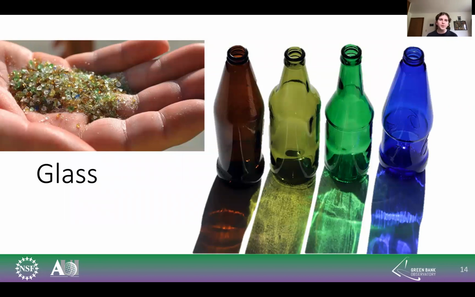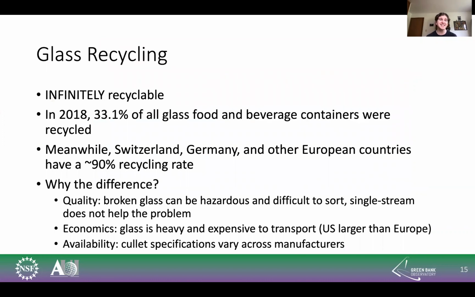All right, moving quickly into the next process, glass. Unlike plastic, glass is actually infinitely recyclable. Despite this, studies found that only about a third of all of the glass food and beverage containers actually were recycled in the US. In comparison, a lot of European countries have rates of upwards to 90%. And so you might ask, why are there so extreme differences between the US and Europe? Well, there are a couple different reasons.